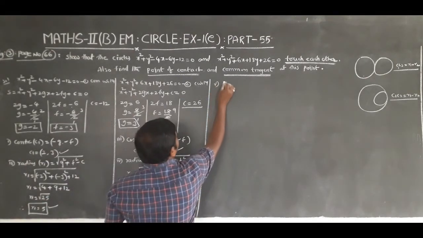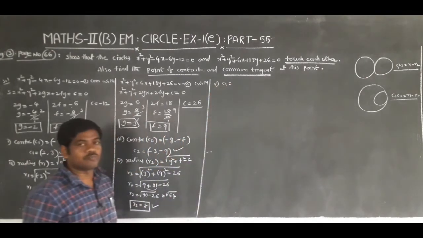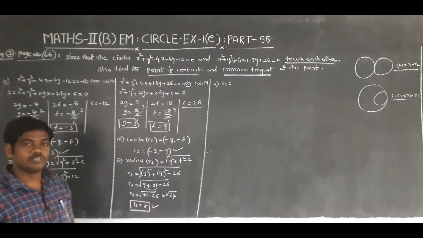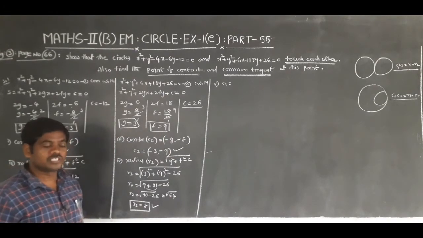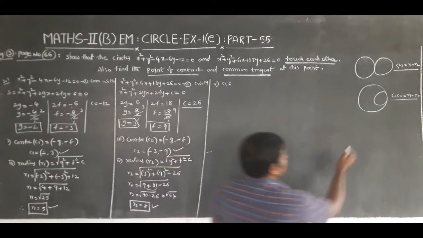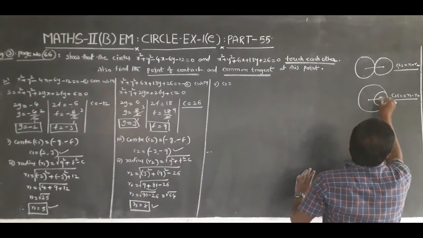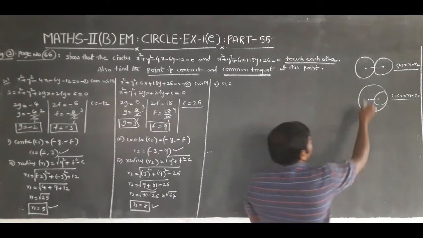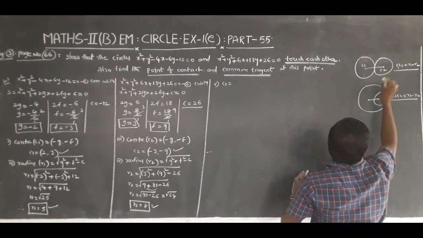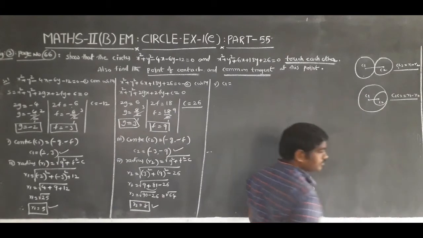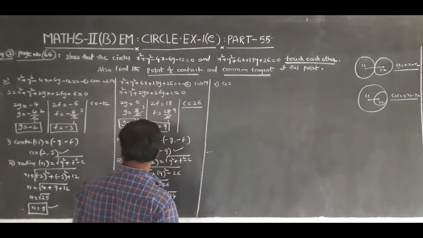Again we find the C1C2 value. C1C2 means the distance between the two centers of the given circles. This is C1, this is C2. Here we find C1C2.